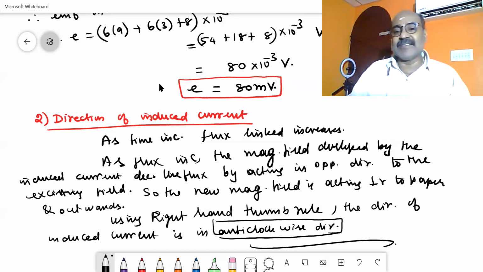The next concept is the motional EMF, otherwise called the Lorentz force, which we shall see in our next class.